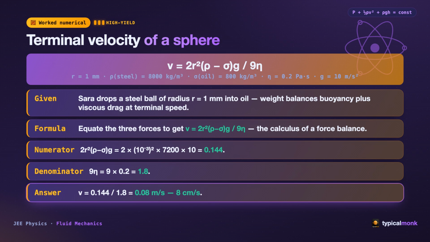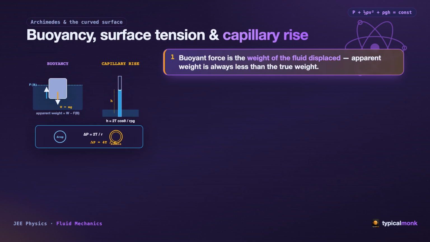0.144 over 1.8 gives 0.08 meters per second, which is 8 centimeters per second. Notice the method: given, formula from the force balance, numerator, denominator, then divide. The same 4 moves solve every terminal velocity numerical G can ask. Now, 2 more ideas that ride on the surface and the weight of a fluid.